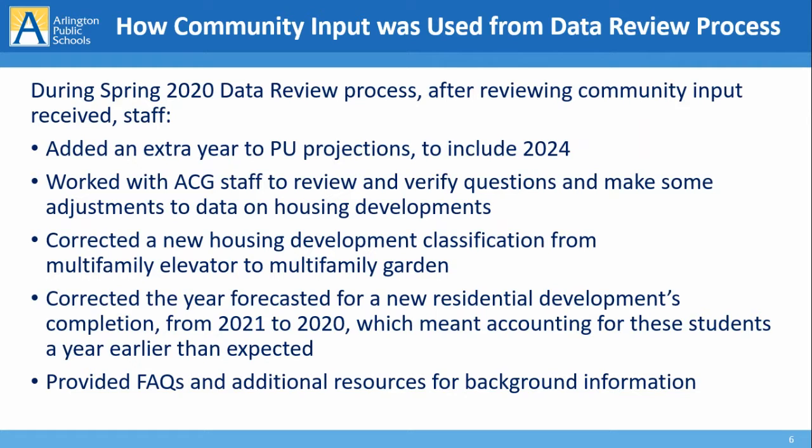We worked with Arlington County government staff to review and verify the questions and the input that we received, and make adjustments to the data on the housing developments where necessary. We corrected a new housing development classification from multifamily elevator to multifamily garden. We corrected the year forecasted for a new residential development's completion from 2021 to 2020, which meant accounting for these students a year earlier than expected.